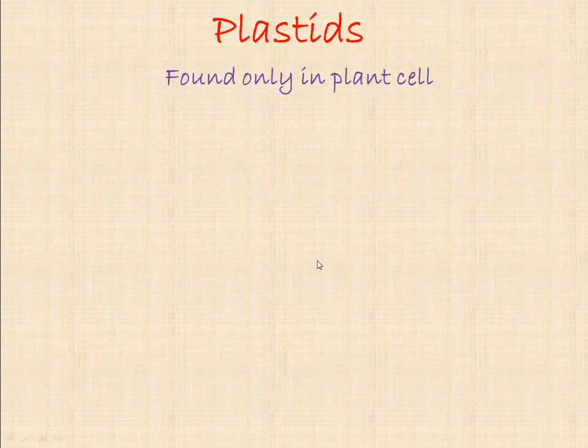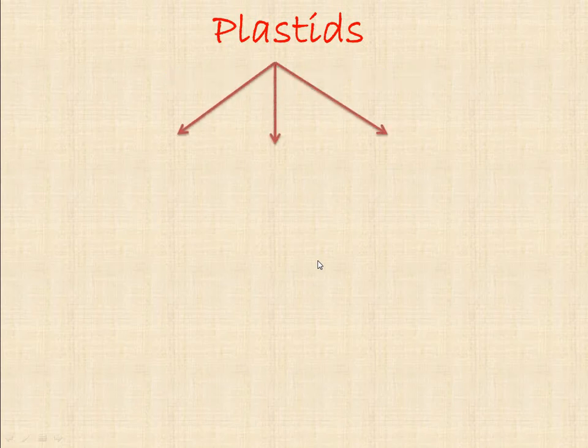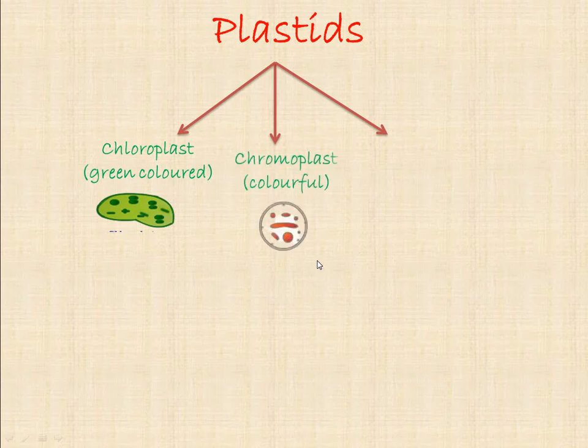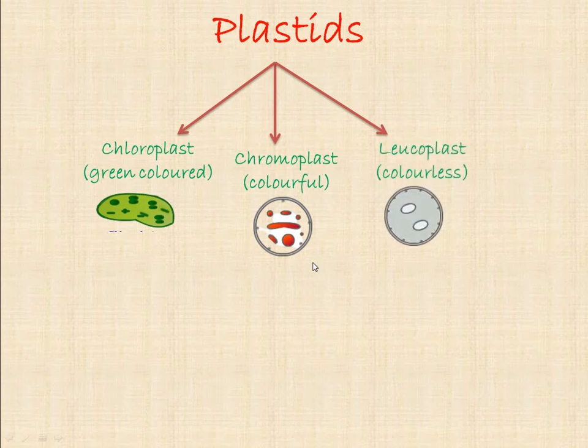Now comes plastid. Plastids are found only in plant cell. These appear of different colors due to different pigments present in them, and because of the presence of pigments, we can divide plastids into three types: chloroplast, which is green in color; chromoplast, which is colorful, or we can say chromoplast is of different colors; leucoplast, which is colorless or transparent.